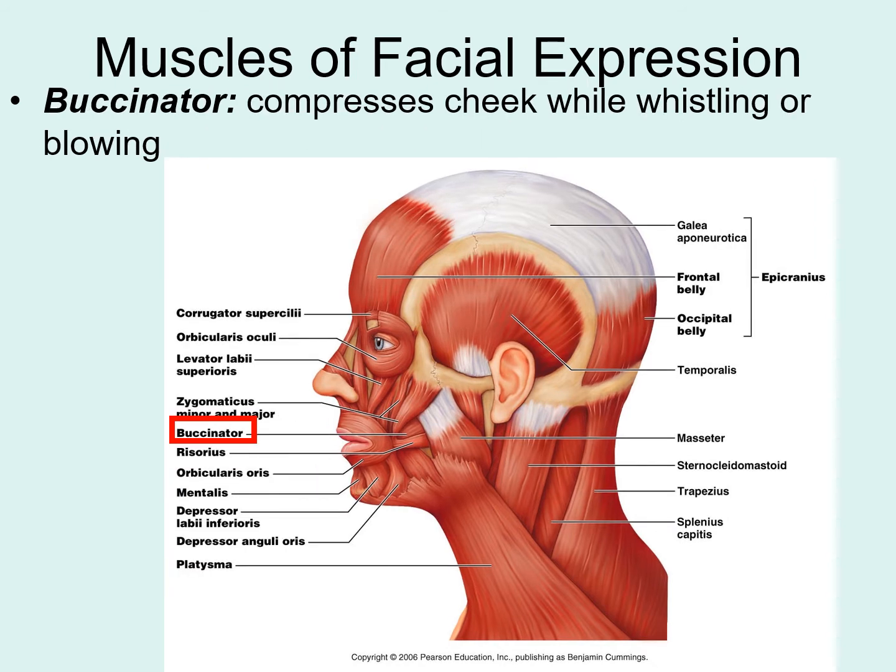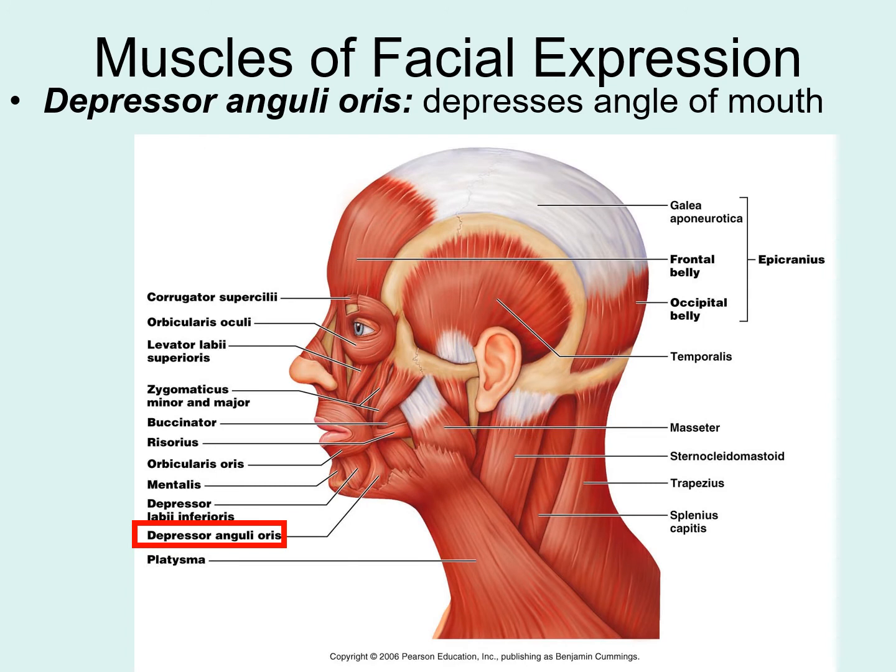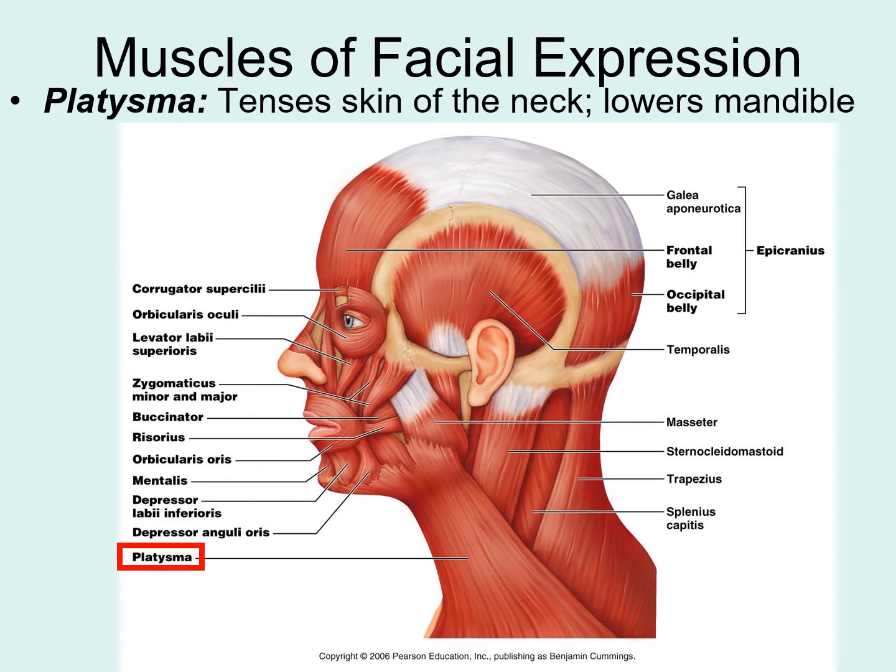The buccinator muscle, it's going to compress that cheek while you're whistling or while you're blowing. Zygomaticus helps to raise the upper lip and the lateral corner of the mouth. So like when you smile, this will be the muscle involved. Depressor anguli oris depresses the angle of the mouth. Platysma tenses the skin on the neck and also helps to lower the mandible. You can see here it is this very large muscle along here.